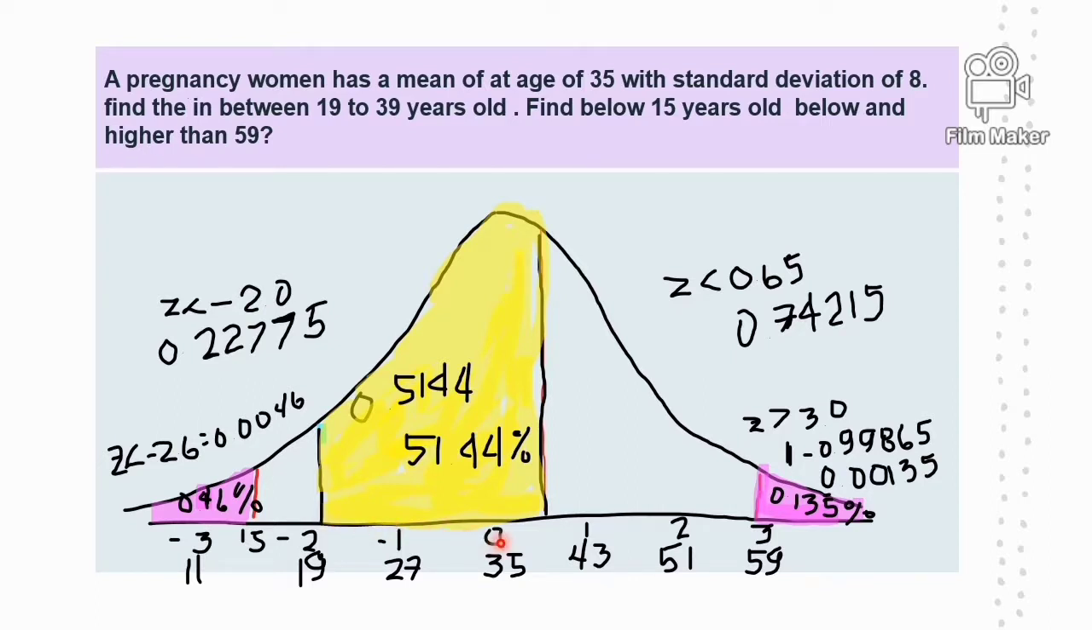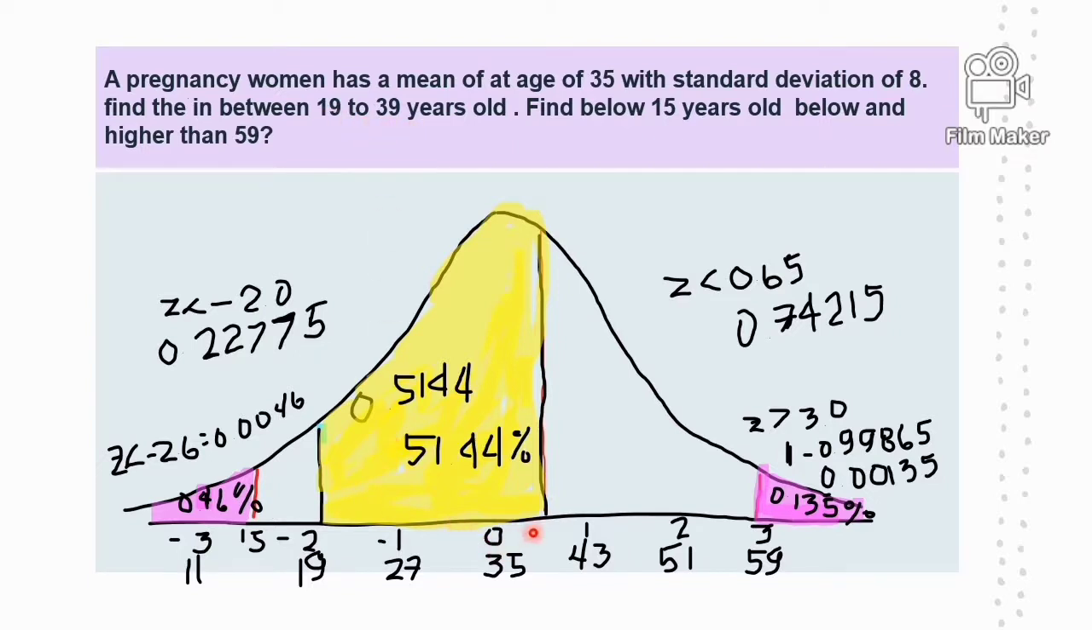35 plus 8, 43. 43 plus 8, 51. 51 plus 8, 59. 35 minus 8, 27. 27 minus 8 will be 19. And then 19 minus 8 will be 11. So, find in between 19 to 39. Take note, 19 to 39 years old. These are the pregnant women who are not at risk. This is a very safe age, 19 to 39.